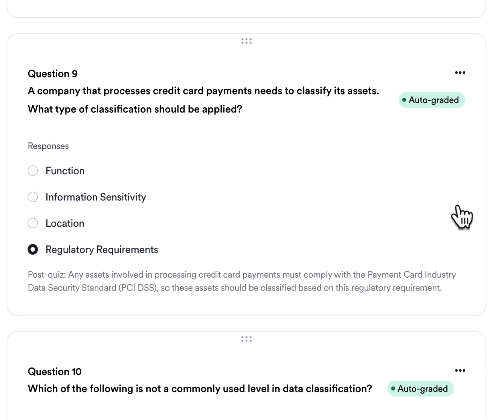Any asset involved in processing credit cards must comply with PCI DSS, the Payment Card Industry Data Security Standard. These fall within the regulatory requirements. If you don't follow those, you don't get to use your credit cards.